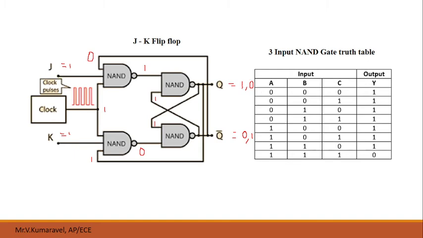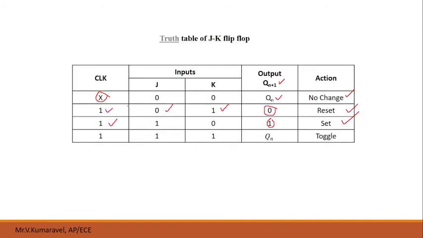So that is nothing but what? It changes from 0 to 1 and 1 to 0. So the last case, when clock pulse equal to 1 and your J and K are 1 and 1, then your output will toggle. Toggle in the sense, if your previous state is 0, then the next state will be 1. If the previous state is 1, then the next state is 0. This is what we need to remember.